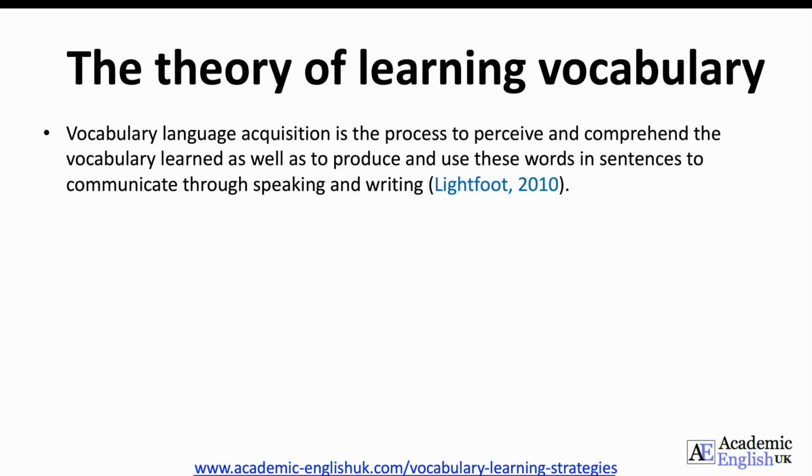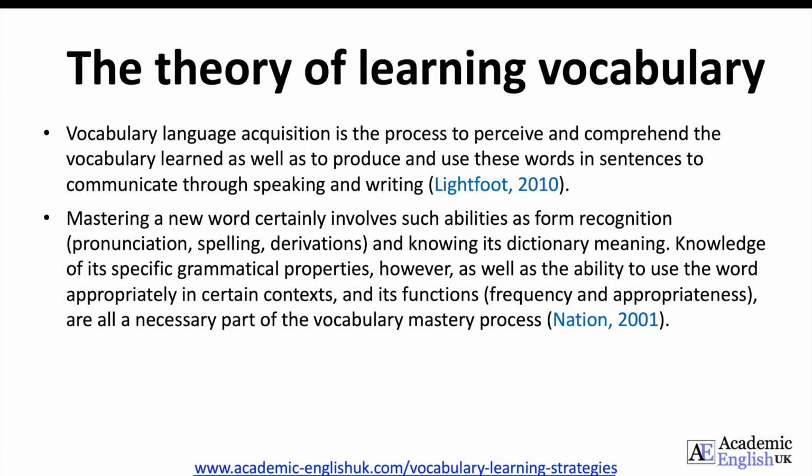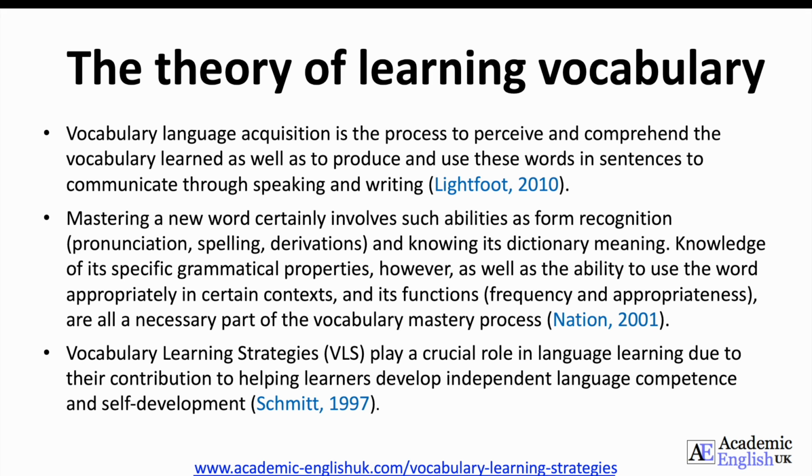as well as to produce and use these words in sentences to communicate through speaking and writing. Nation 2001 states that mastering a new word certainly involves such abilities as form recognition and knowing its dictionary meaning. Knowledge of its specific grammatical properties, however, as well as the ability to use the word appropriately in certain contexts and its functions, are all a necessary part of the vocabulary mastery process.